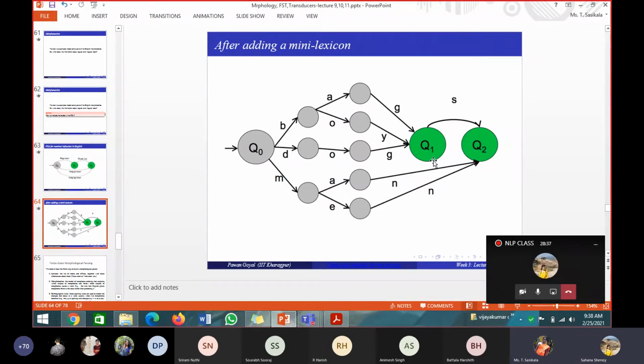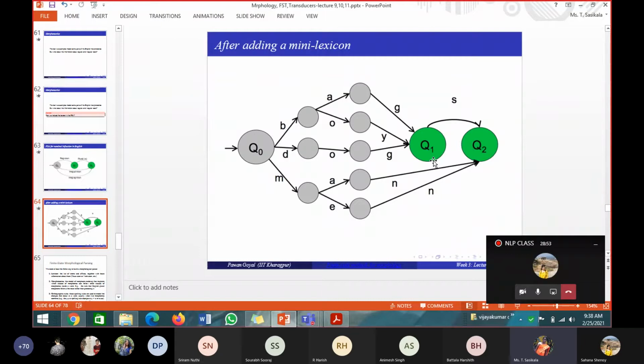Very good. The previous one was a normal finite state automaton. Now I have added some lexicon to it. So we have words like bag, boy, dog as regular nouns, and man as an irregular noun. If I want to generate or recognize all singular and plural forms, what to do?